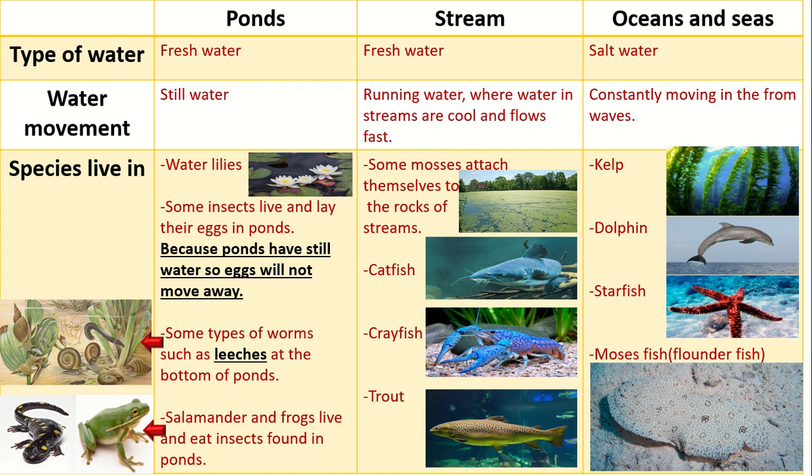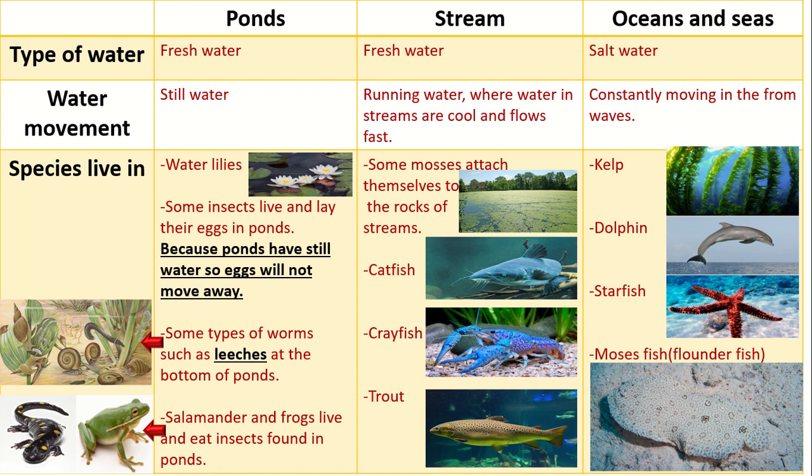Let's go to the streams. What is the plant which can be found in the streams? We have mosses. What are mosses? Mosses are like a type of algae which attach themselves to the rocks in the streams. And also we have three types of aquatic animals: catfish, crayfish, and trout.